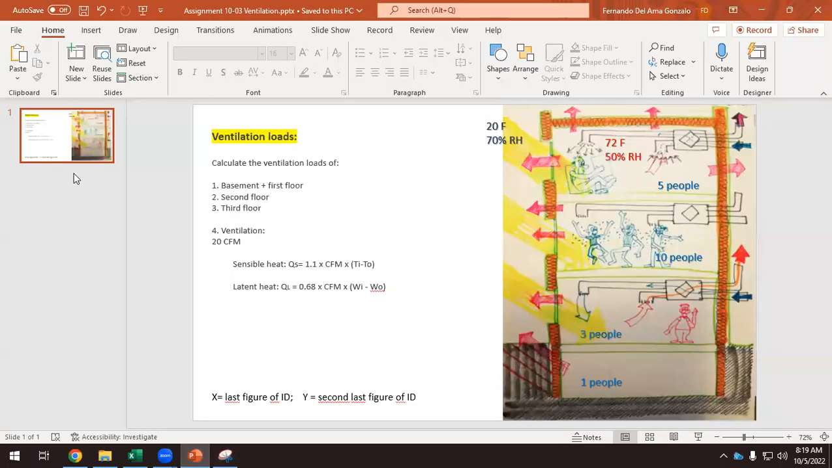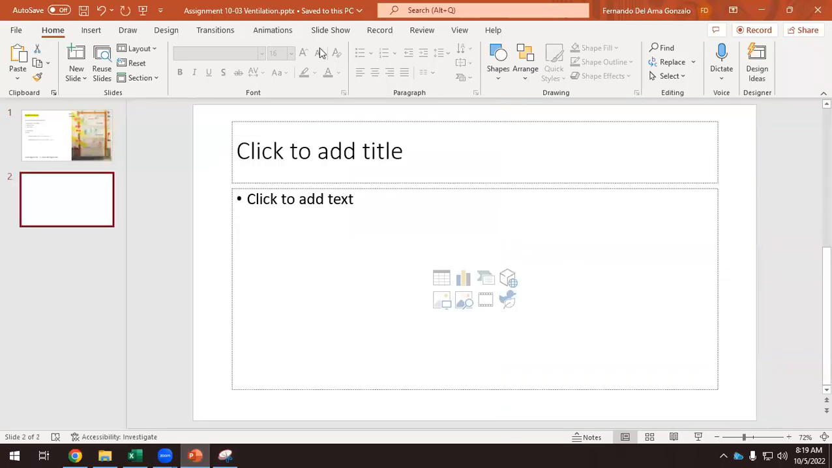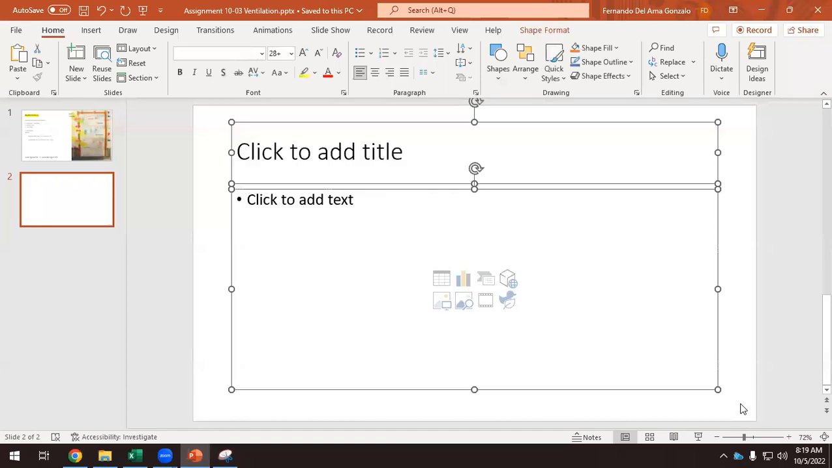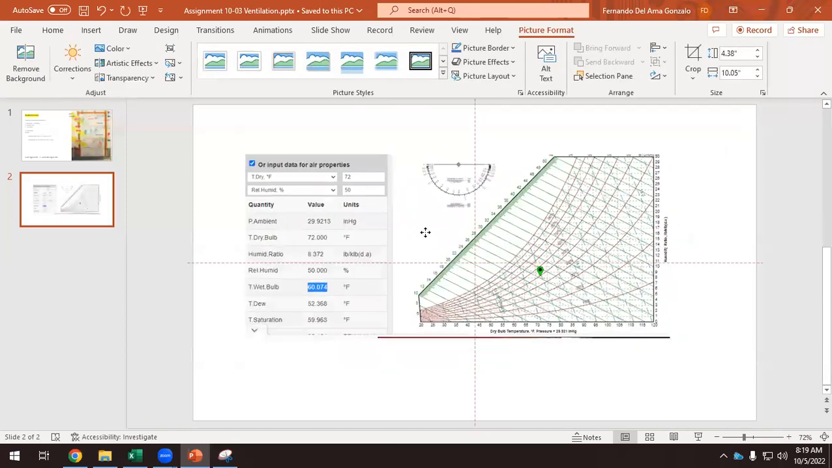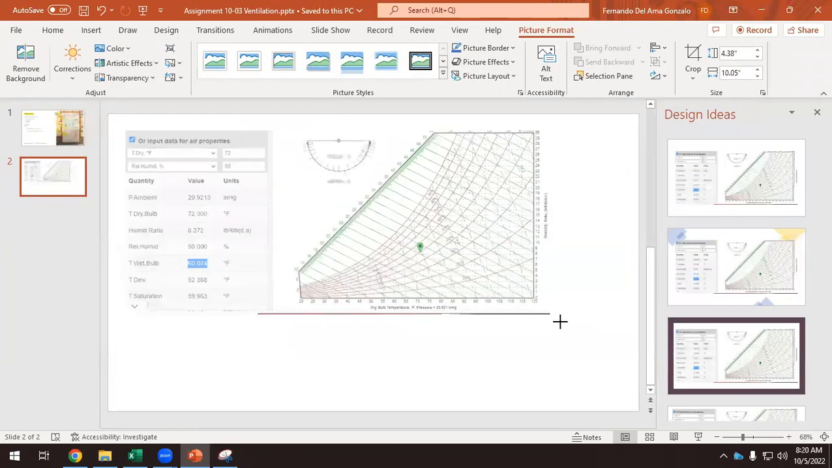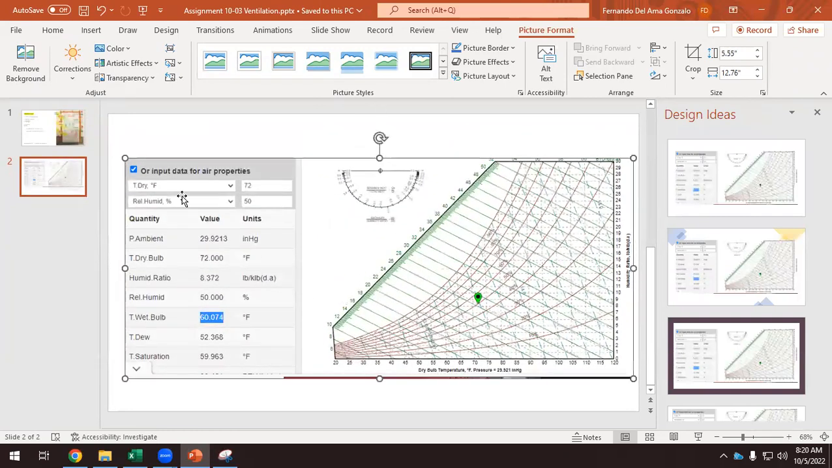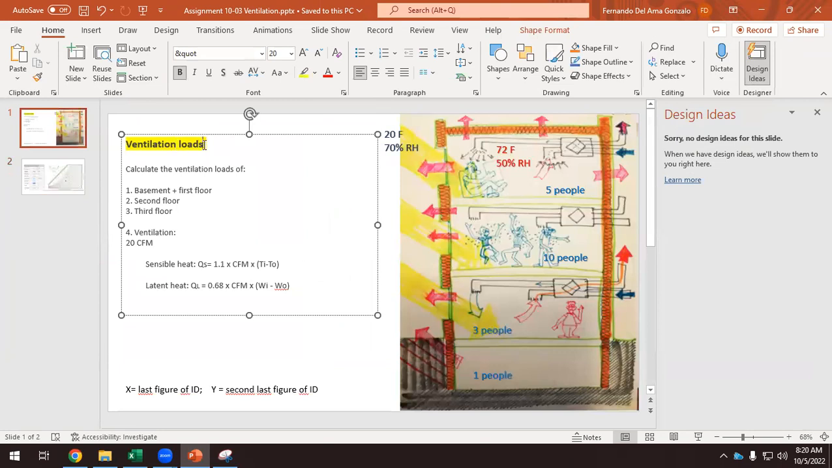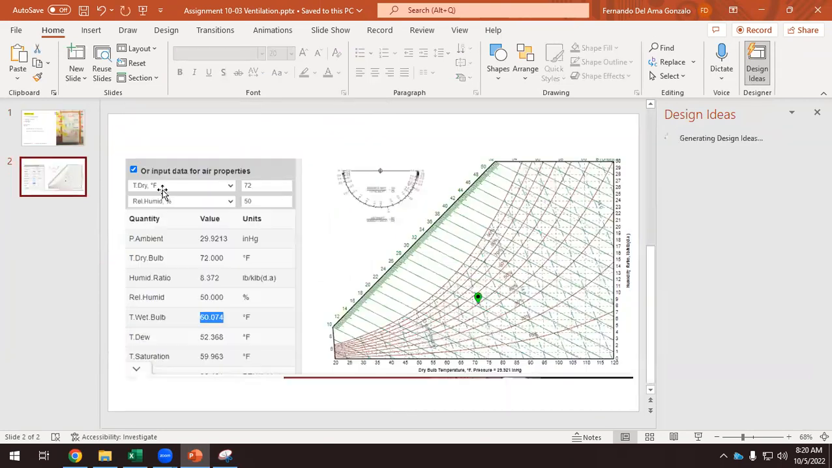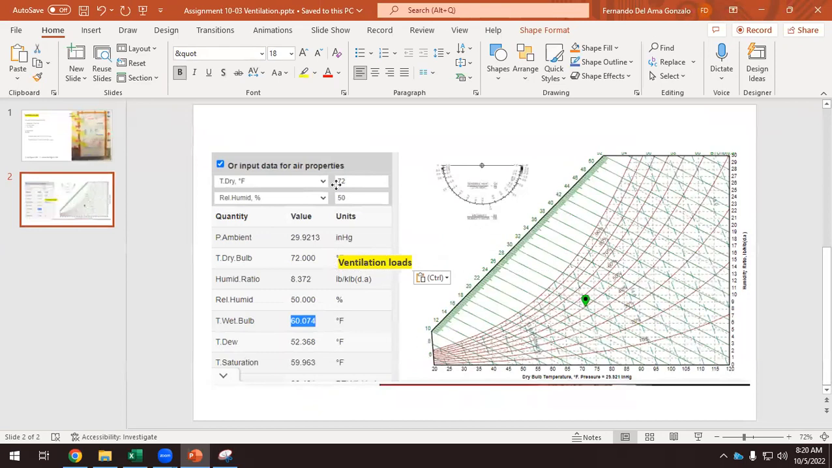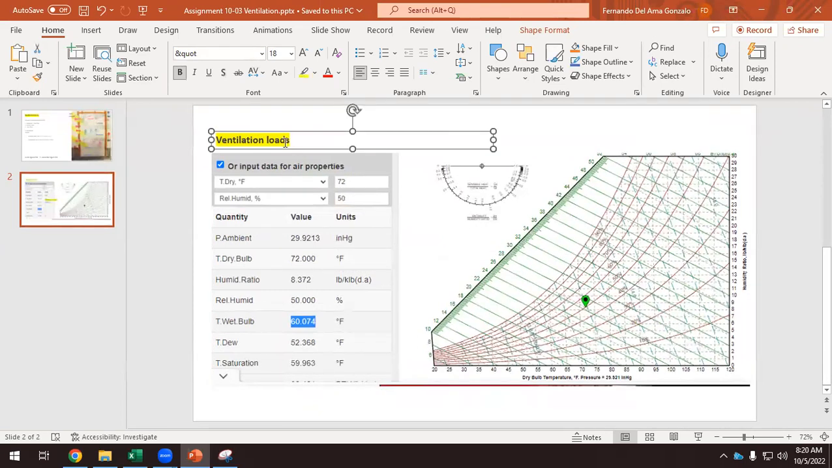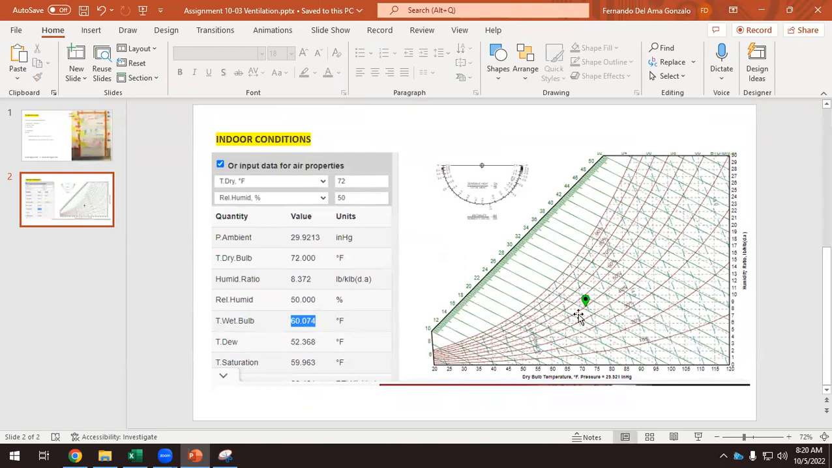We can copy this, and here we can create the first slide, which is the indoor conditions. So probably you can type this here, ventilation loads. This is indoor conditions.